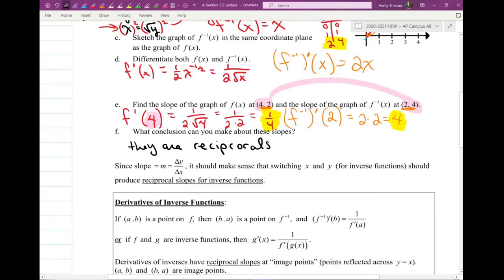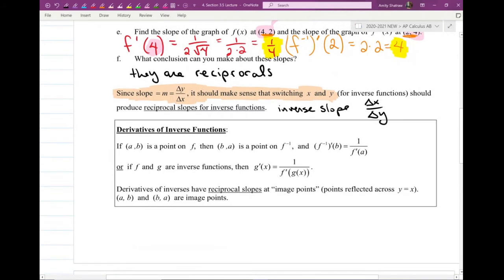And now, I think this is the most important and the most awesome statement in this whole section right here. So if you have a highlighter, break it out. Since the slope is supposed to be the change in y over the change in x, that's what we've been learning is the derivative. It should make sense that if an inverse requires that you swap x and y, well, what would your new slope be? Wouldn't your new inverse slope be delta x over delta y, right? Which is the reciprocal.